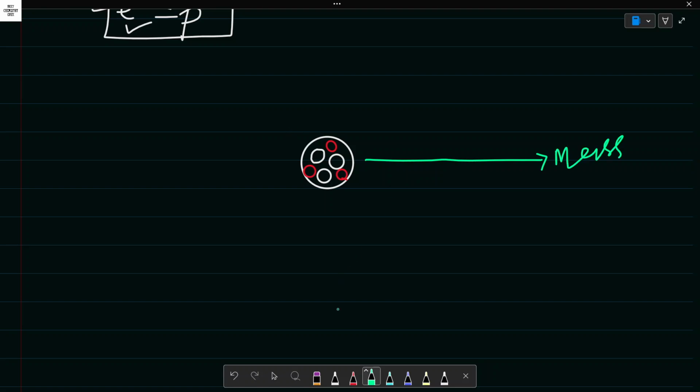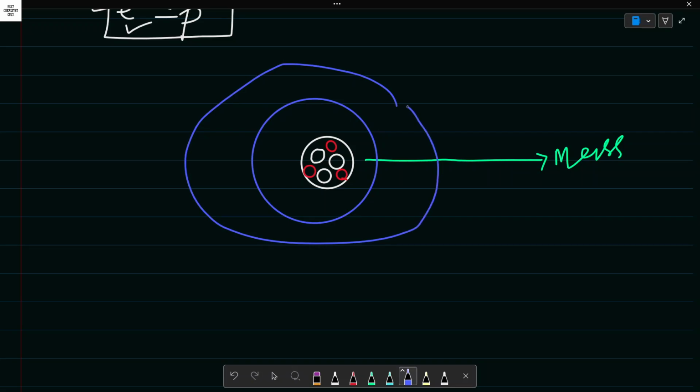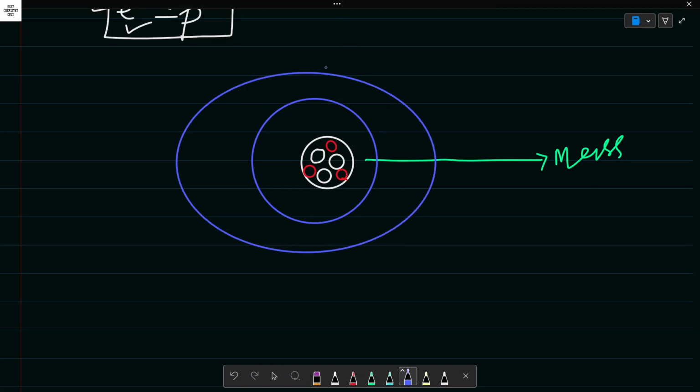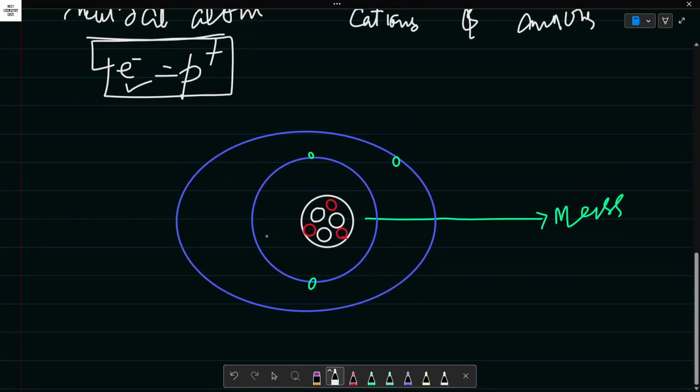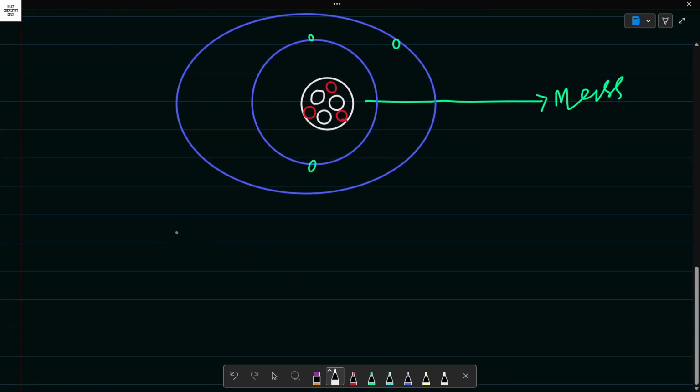The electrons, on the other hand, which are present outside the nucleus in the shells, let me draw them with green here. These electrons do not contribute to the mass of the atom. So what is mass number? Mass number is the number of nucleons.